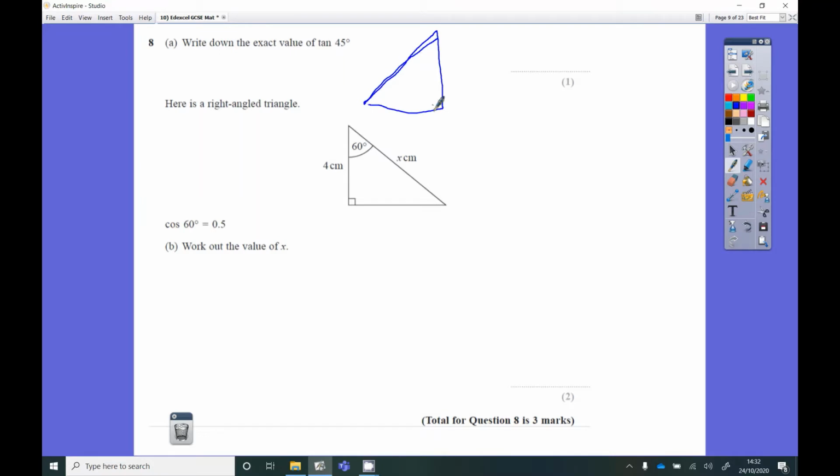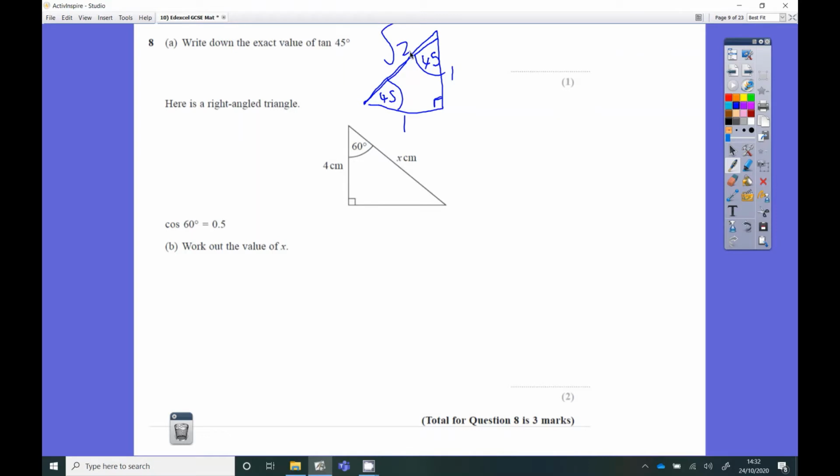Okay, so 90 degrees, 45 degrees, and 45 degrees. And let's choose to make the lengths of the two shorter sides 1. And then by Pythagoras, if we needed it, which we don't on this question, but we might do another time, the hypotenuse squared is 1 squared plus 1 squared, which is 2. So that's the square root of 2.